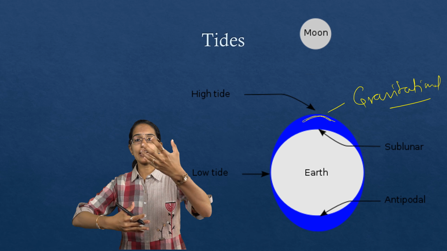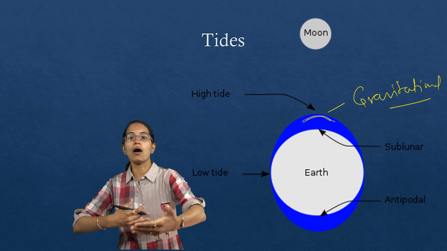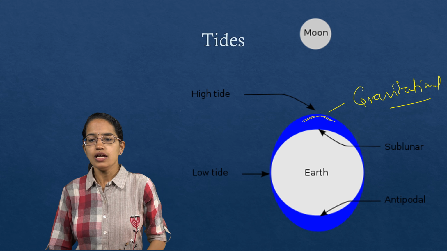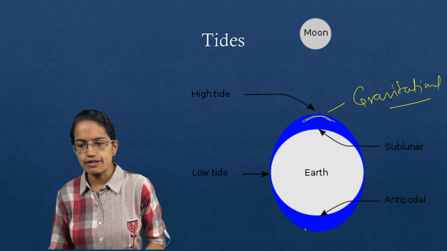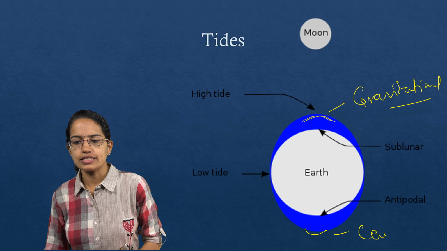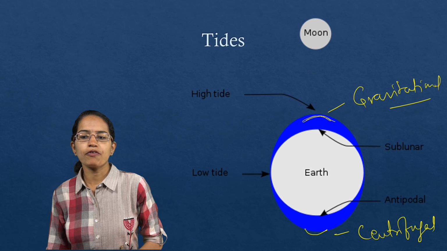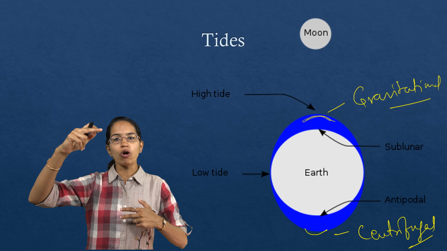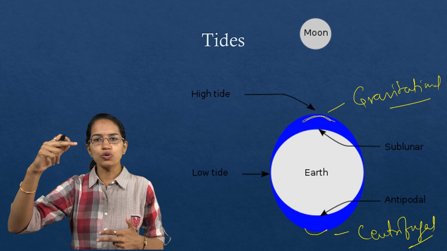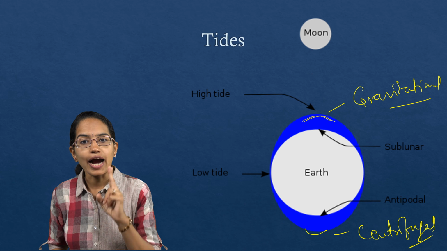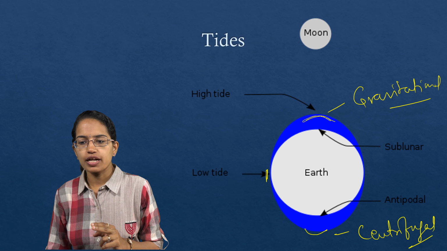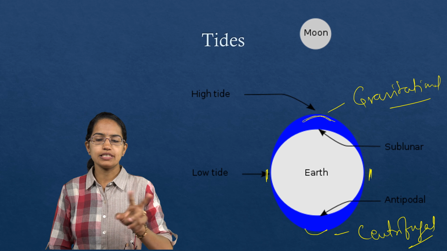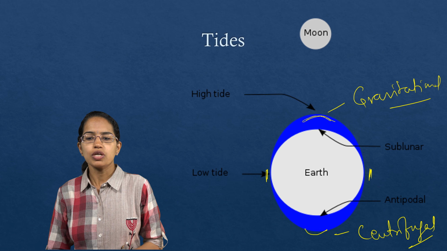But to maintain a balance, opposite to the gravitational pull, there would be another force, and this is the centrifugal force. So centrifugal force and gravitational force are balanced, and because of these two, you have these 2 points where you have the high tides. In contrast to it, you have the other bulges on the other side perpendicular to those where you would have the low tides that are seen.